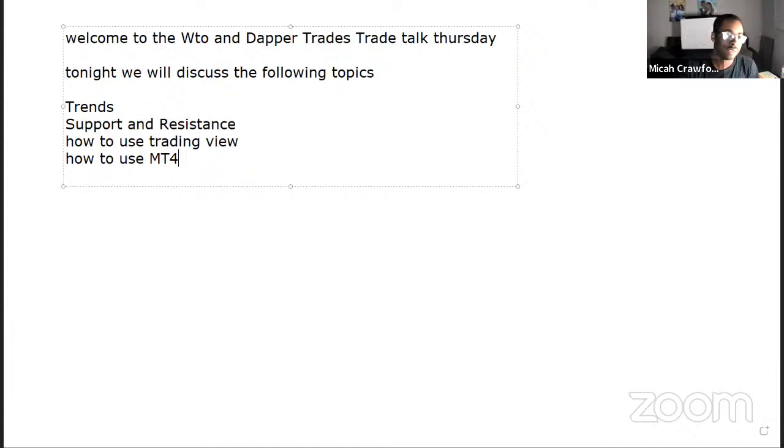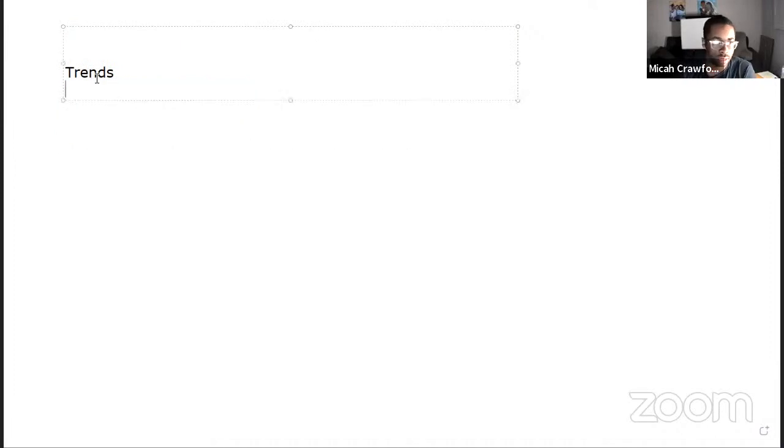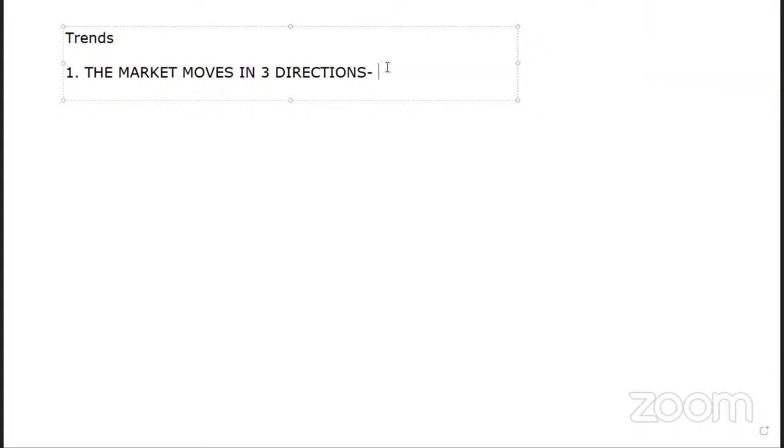Anyway, all right, so let's dive into it. Trends and support and resistance. So let's talk about trends really quick. Number one, the market moves in 3 directions. Can anybody name the 3 directions the market moves in? Upward, downward, and sideways. Very good.